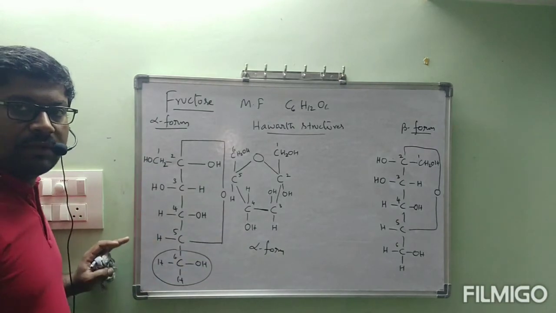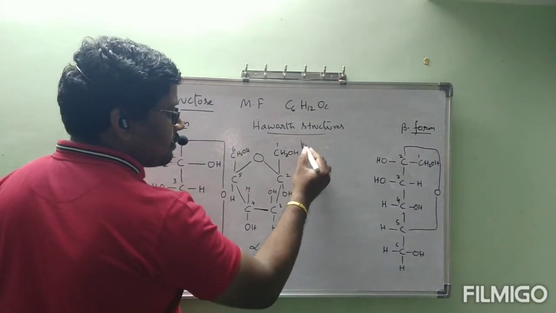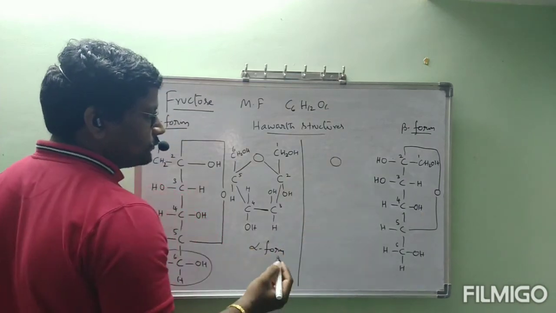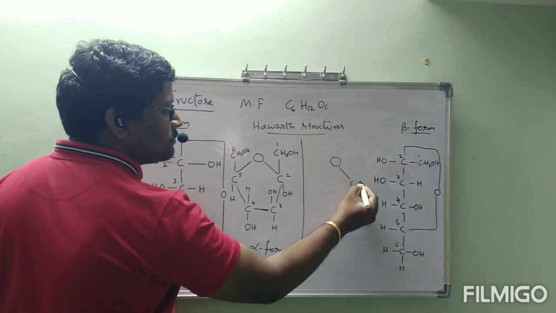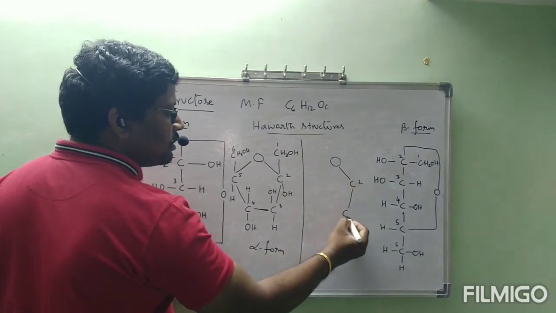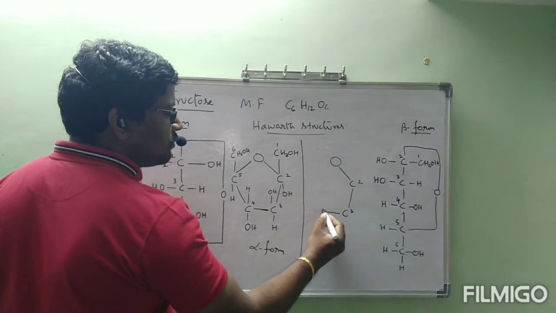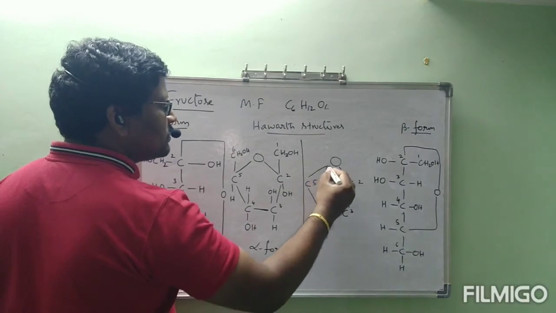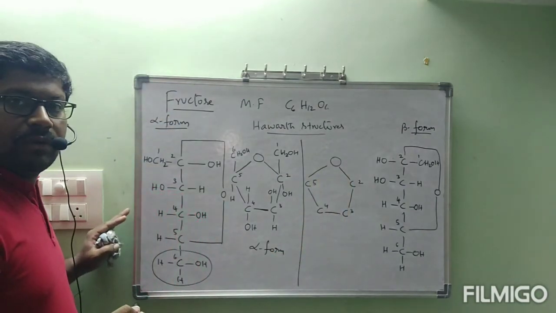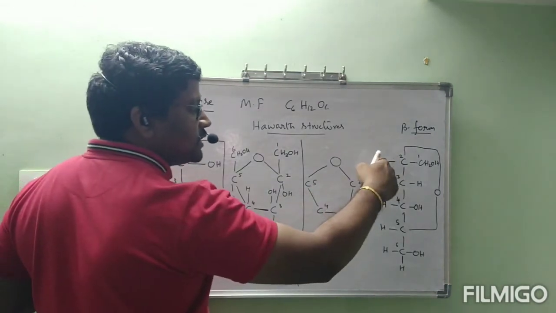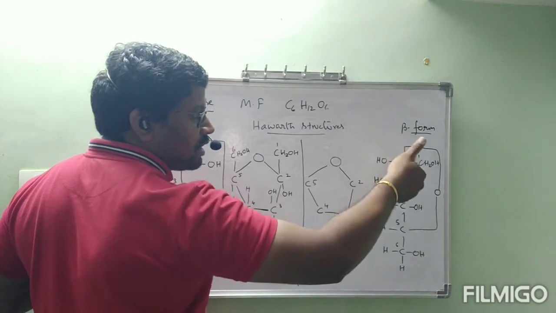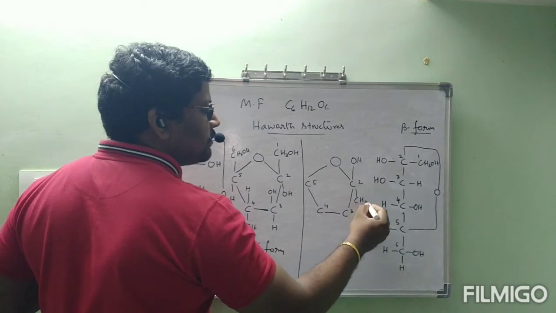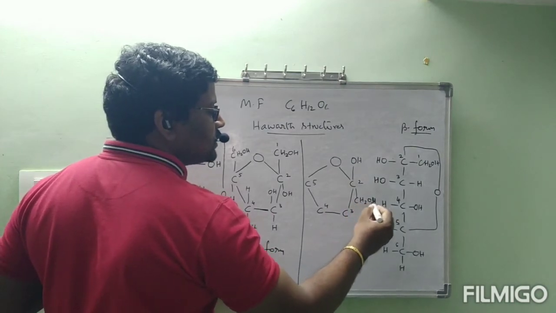Okay, now we are going to write the beta form. Started with oxygen, right side carbon, second carbon, bonded to third carbon, bonded to fourth carbon. Next, fourth carbon is bonded to fifth carbon, bonded to oxygen. Okay, now on second carbon OH is above, CH2OH. Now if you turn clockwise, this OH is coming above and CH2OH is coming below, and the CH2OH is first carbon.